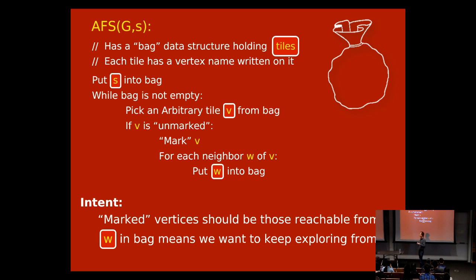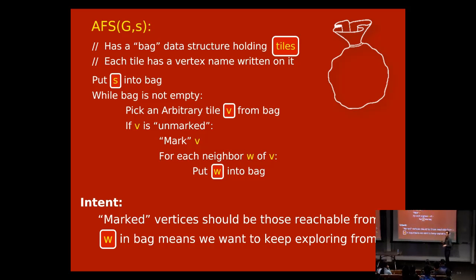We look to see if V is marked. So the idea in this algorithm is you're going to start marking vertices. Maybe you have one bit that's true or false associated to each vertex in the graph, and they're initially all false or unmarked. And you start marking vertices to mean that they are connected to S. So at the end, all the vertices that I marked are ones that are connected to S, and all the unmarked ones are not connected to S. And somehow also the idea is that having a tile in the bag that has W written on it means I need to keep exploring from W. There could be some more vertices connected to S via W that I want to keep exploring.